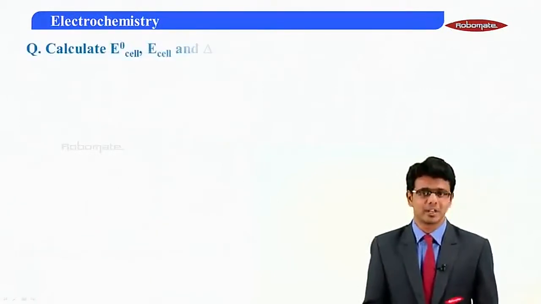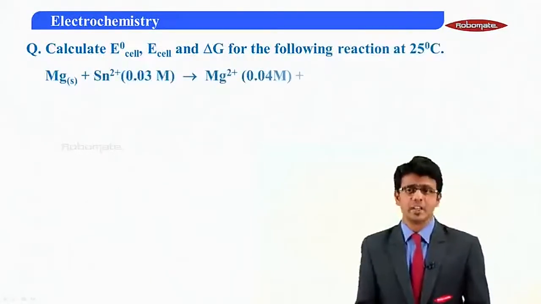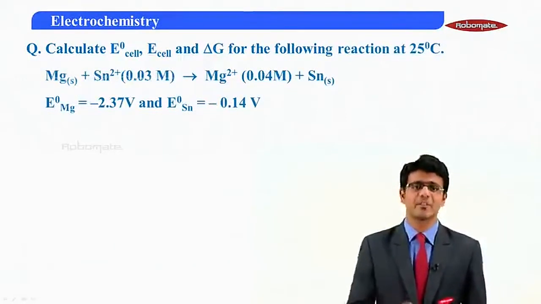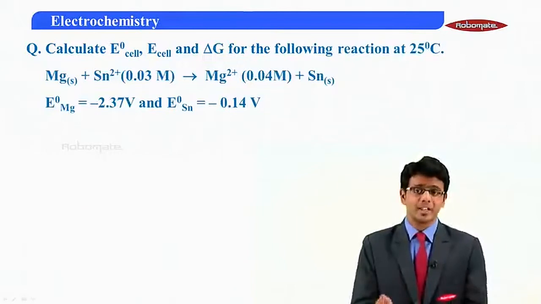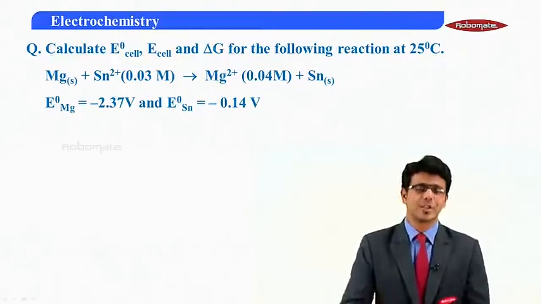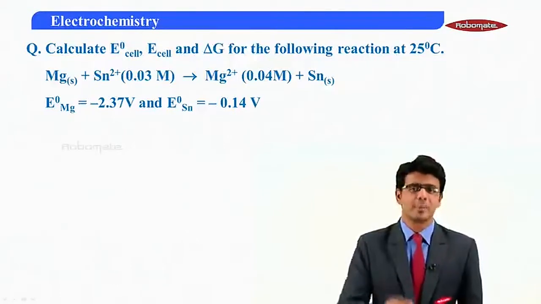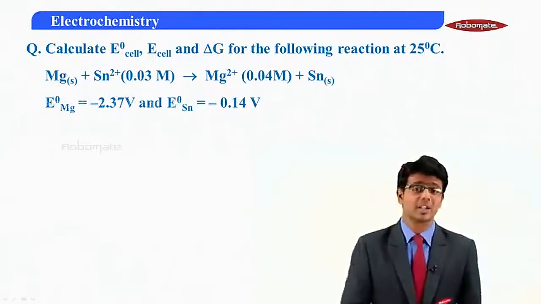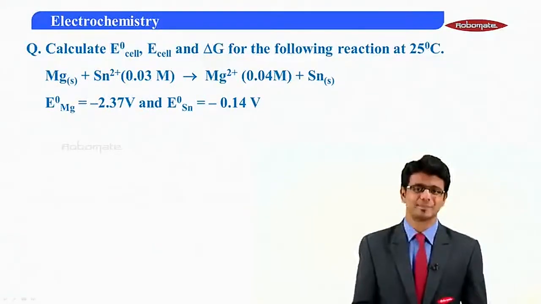Let us have another numerical here. We are supposed to find here E naught cell, E cell and delta G for this particular reaction at 25 degrees Celsius. Magnesium is getting oxidized to Mg2 plus, Sn2 plus ions are getting reduced to Sn. We have been given E naught magnesium and E naught Sn as minus 2.37 volts and minus 0.14 volts respectively.